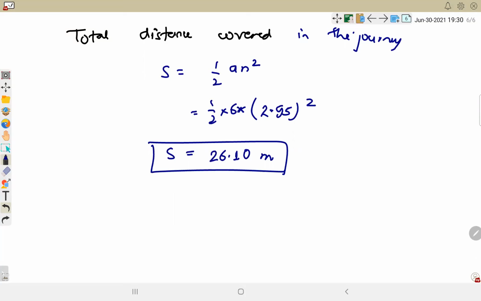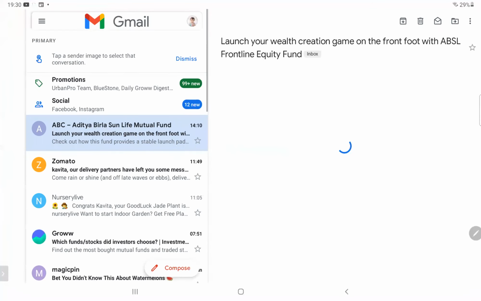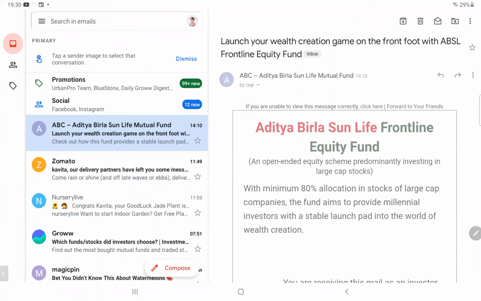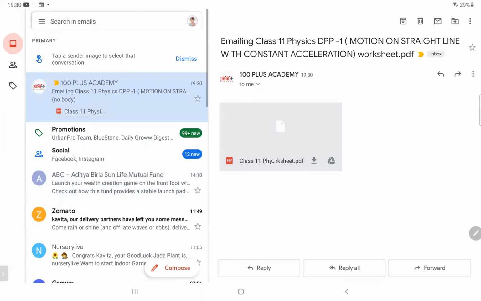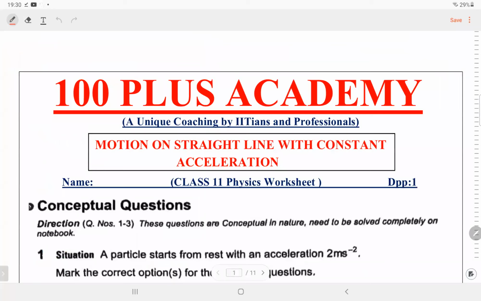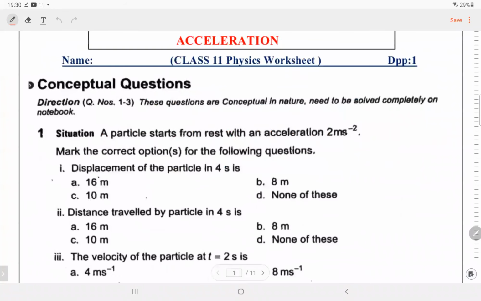So we'll start from the first question only. It's very easy, but the first question, okay, I'll show it on the screen too. The first question of this worksheet. It says the particle starts from rest with an acceleration of 2 meter per second square. A very easy question, just one liner.